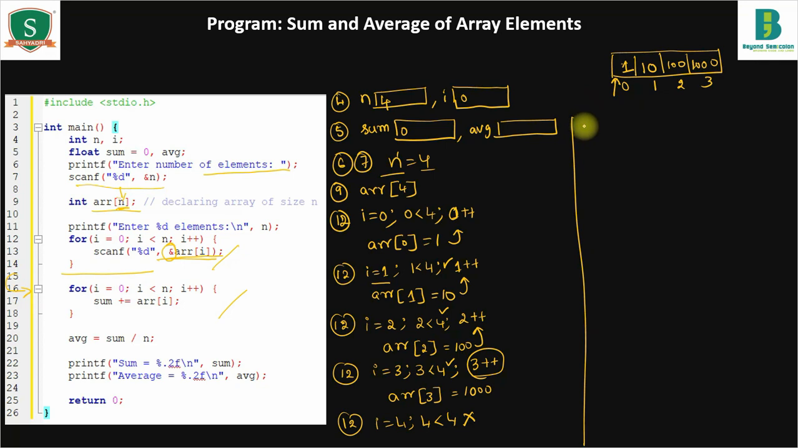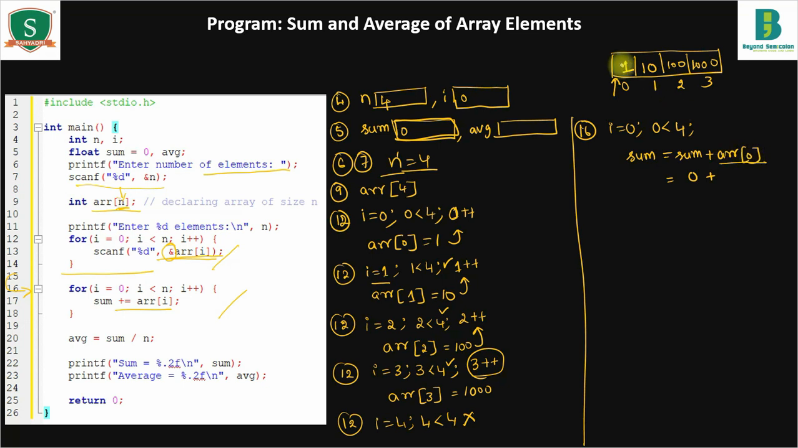Let's see what is there in the 16th line. In the 16th line, again a new for loop has come. I is equal to 0. I'll write directly the values. I is equal to 0. Very good. 0 less than n. N value is 4, which is not changed anywhere. Sum plus is equal to array of I. That is nothing but sum is equal to sum plus array of I. I value is 0. Already sum is equal to 0. Initially we have assigned sum is equal to 0.